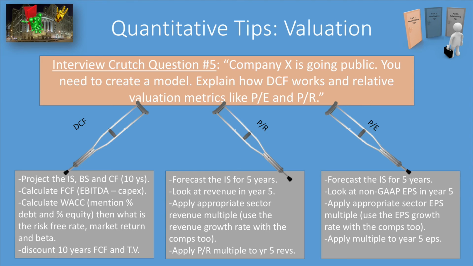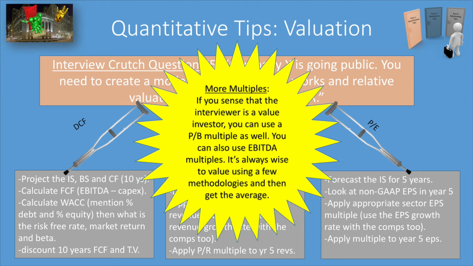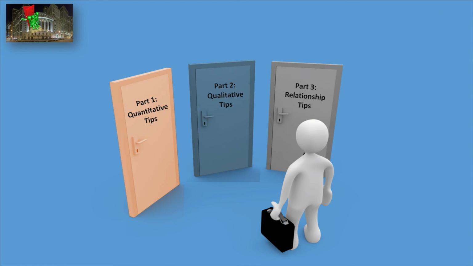Again, we look at 3 different valuation methodologies just to minimize the margin of error. And these are just 3. There's many more, okay? All right. Whoa, what do we have here? More multiples. If you sense your interviewer is a value investor and hates growth investments, then you be a chameleon and use a price to book multiple as well. Maybe. You can also use EBITDA multiples. It's debatable though. It's always wise to value using a couple of methodologies and then again, just take the average. Okay, that's interview crutch question number 5.